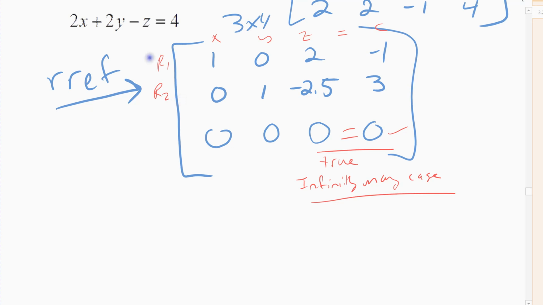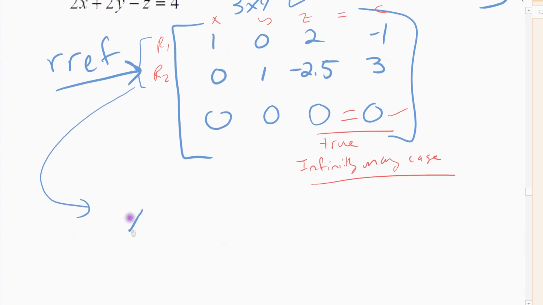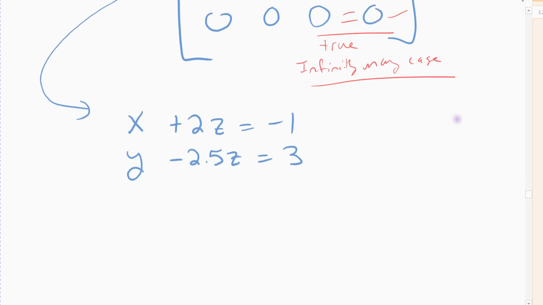If I write down my row 1, my row 2 in this row reduced echelon form, my row 1 is x, no y, 2z equals the constant negative 1. My row 2 would be no x, but there's one y, negative 2.5z equals the constant 3. If you notice, those two equations, which are true, are linear lines that I could draw, and there's infinitely many solutions on both of them. What do both equations have in common? Well, they both have the z term. If I pick z to be my arbitrary variable, I can find x and I can find y.